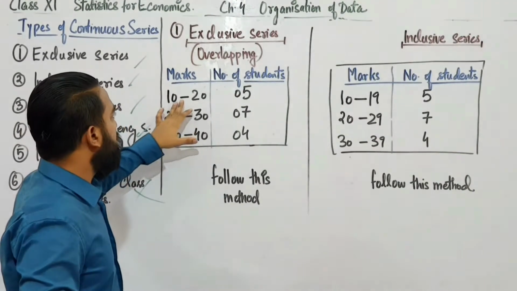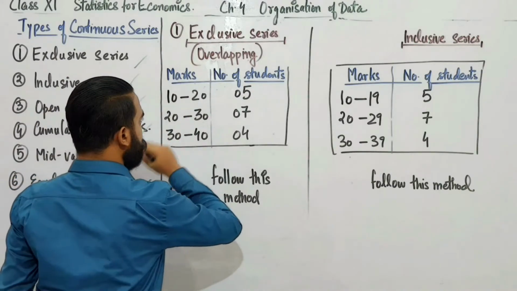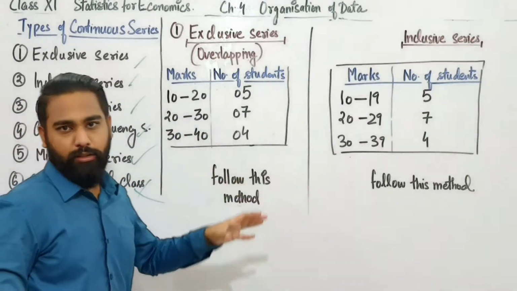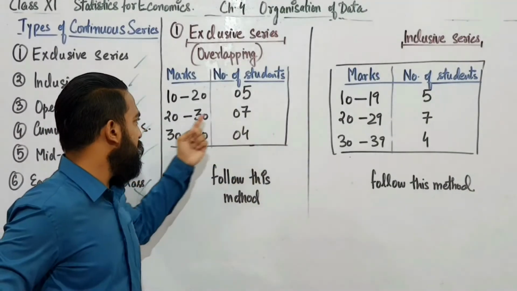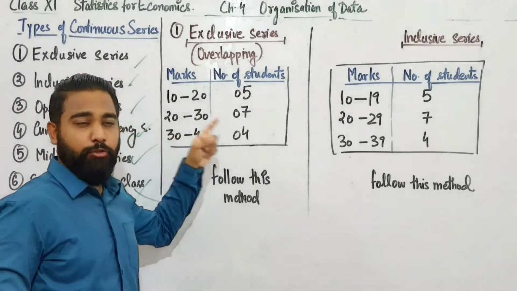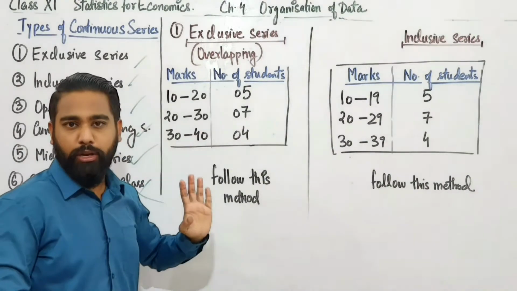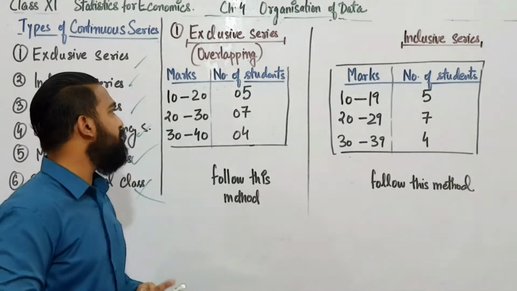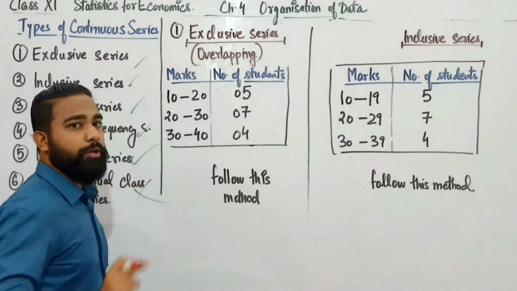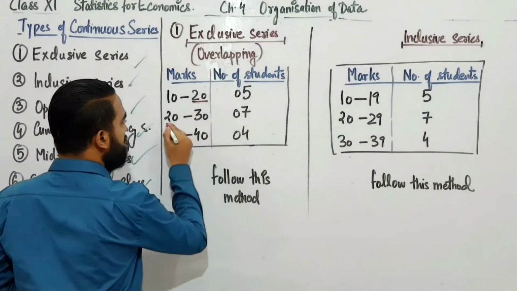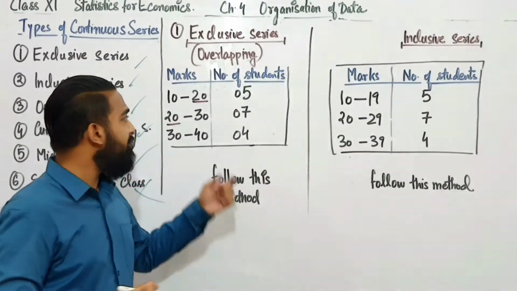I have classified the marks according to the group, which is 10 to 20. The students who have got marks between 10 to 20 are 5. The students who have got 20 to 30 are 7, and the students who have got 30 to 40 marks are 4. Now students, if you remember in the previous video, I had told you about those students who have got 20 marks, where they will be considered.